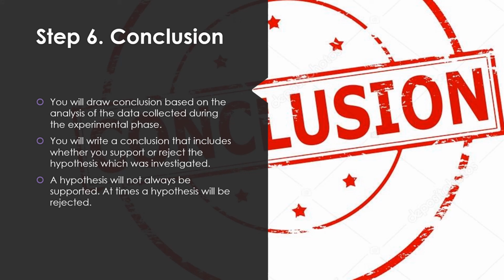Step 6 of the scientific method is your conclusion. So you're going to draw a conclusion based on the analysis of the data you've collected during the experimental phase. You will then write a conclusion that includes whether you support or reject the hypothesis which was investigated based on evidence only. You will never include opinions. This will only be evidence-based. A hypothesis will not always be supported, and at times it can be rejected.